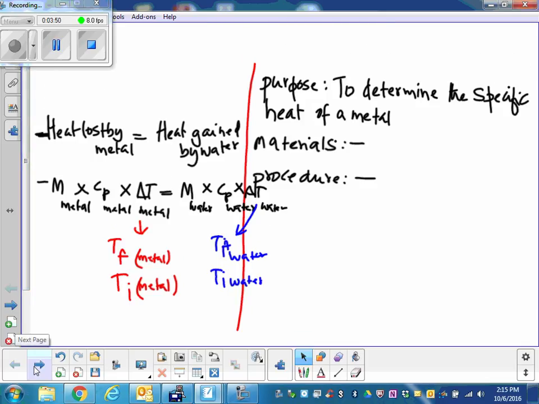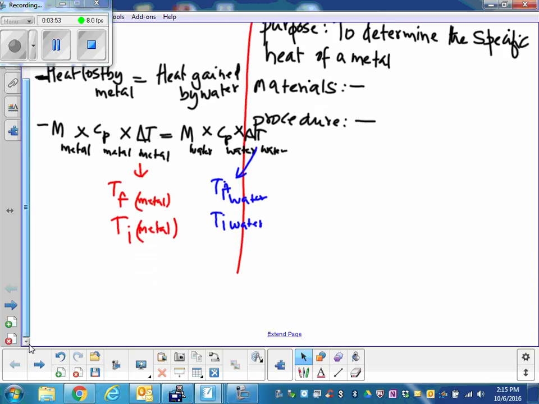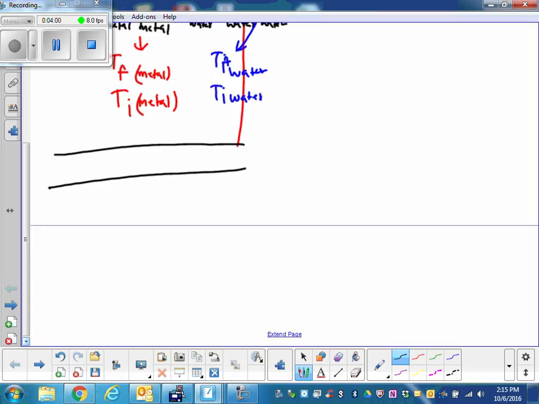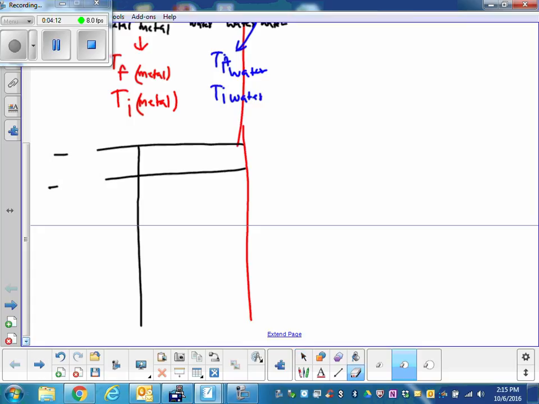So I'm going to make two columns, and I want to know what are the things that I need to record or take care of in this lab. I'm going to make a water column, or should I do metal on this side? Because you guys have written metal on this side. I should write metal on this side, and water on this side. Can you tell me what are the things I need to measure to substitute in that equation? One at a time. Can you put up your hand and tell me?